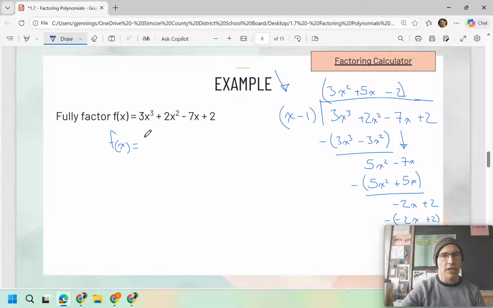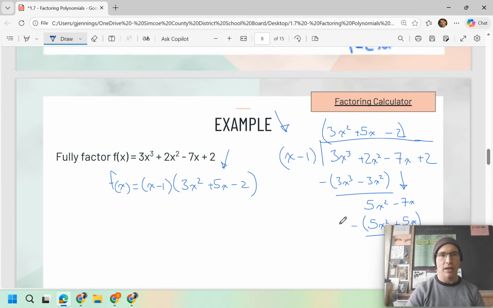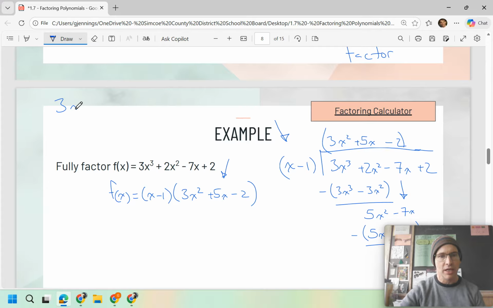f of x is therefore equal to x minus 1 multiplied by 3x squared plus 5x minus 2. And then we go ahead and factor this. Again, if you need rough work, do that separately. So maybe I do that up here. I'm just going to go up here and factor 3x squared plus 5x minus 2. I happen to know I need to win this x game where I multiply to 3 times minus 2, and I add to 5. The numbers that multiply to negative 6 and add to 5 are 6 and minus 1. So I'm going to decompose that middle term.